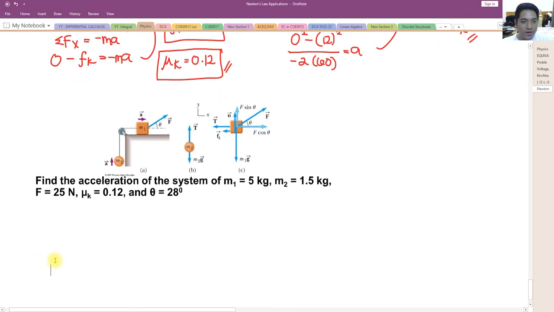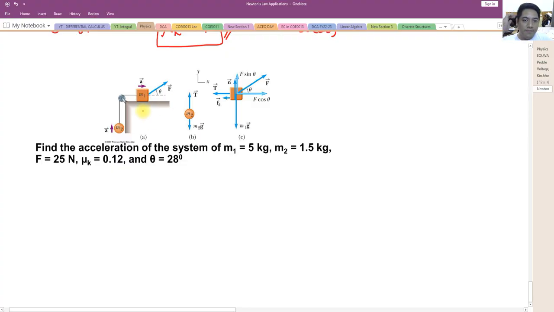Find the acceleration of the system. This given system has M1 of 5 kilograms, M2 of 1.5, and an F pulling mass 1 at a certain angle with the horizontal. Mu sub k is 0.12 and theta is 28 degrees. First things first, we have to analyze the free body diagram. So the FBD for M sub 2.